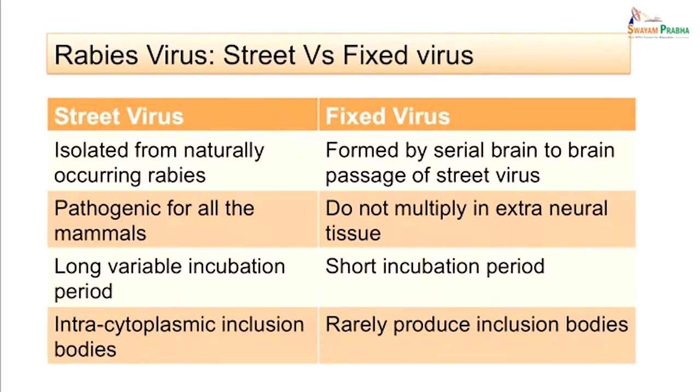When this virus is serially passaged in a rabbit by intracerebral inoculation, the virus gets transformed and the biological properties of the virus change. This newly transformed virus is known as fixed virus. The fixed virus does not multiply in the extraneural tissue. It has a short incubation period as against the street virus and it rarely produces inclusion bodies. So fixed virus is usually employed for the preparation of the vaccine in the laboratories.